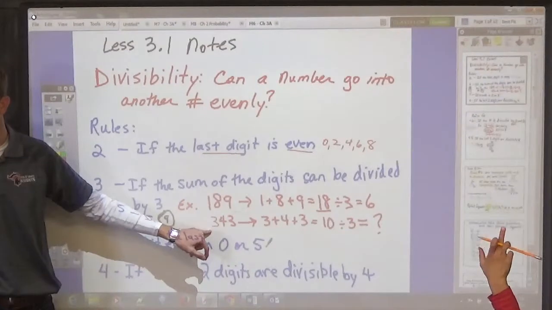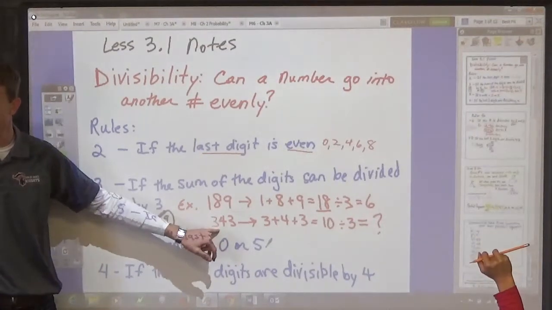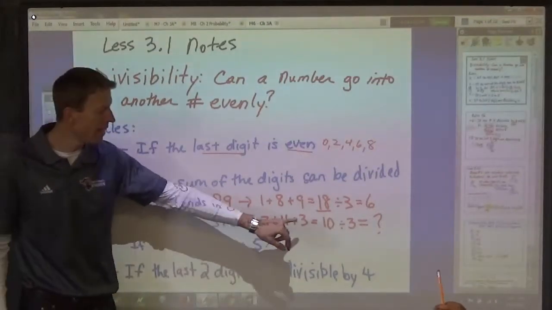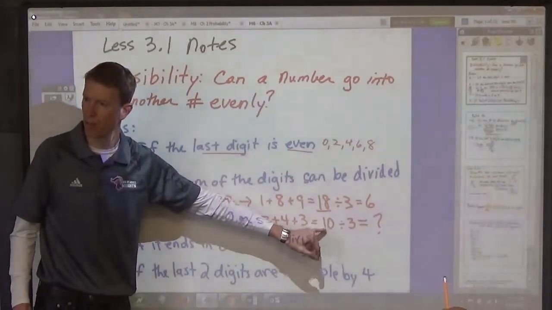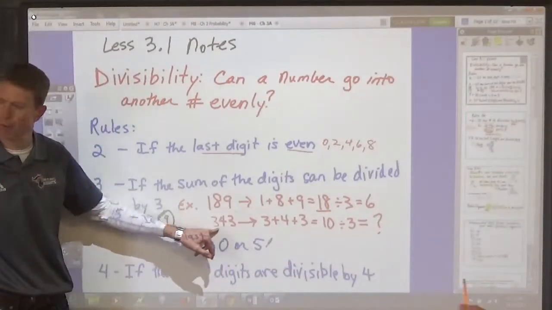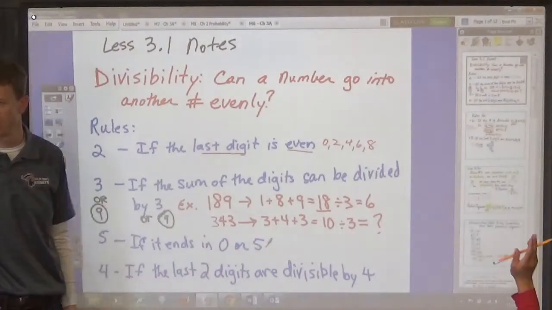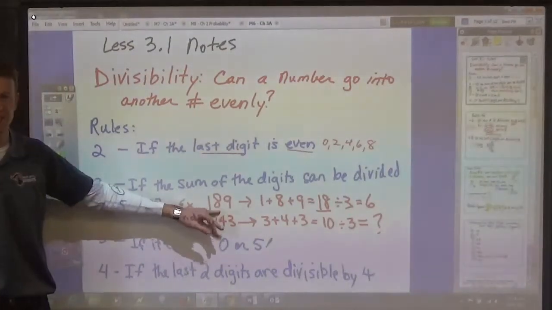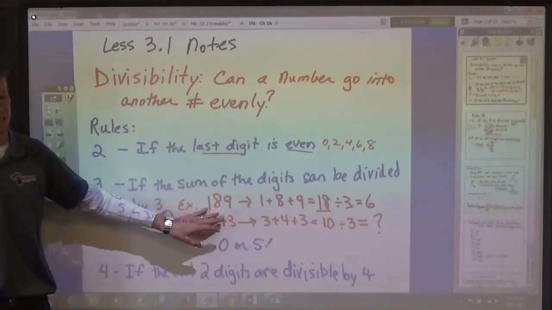Is it divisible by 9, Megan? Why? Yeah, 9 can't go into 10 evenly without a remainder, right? So then this number is not divisible by 9 either. In fact, if a number is not divisible by 3, it's not going to be divisible by 9.